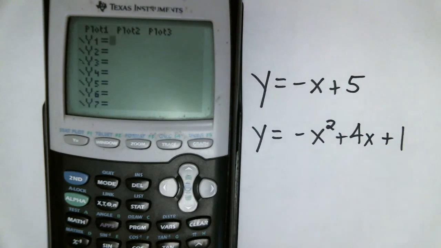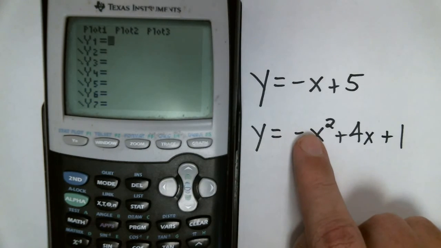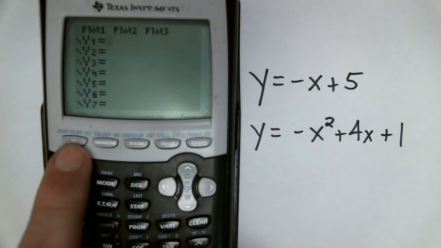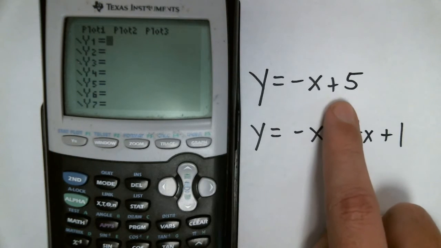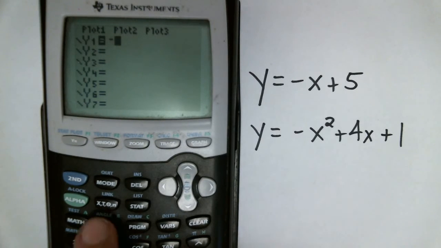Anyway, all right, so we got these two equations here. So what I'm going to do is I'm going to plug each of those into my calculator. So I'm going to press the y equals button. Okay, so I'm going to enter in each of these one at a time. So I'm going to type in negative. Remember, don't press the minus button. I want negative x, okay, plus 5.